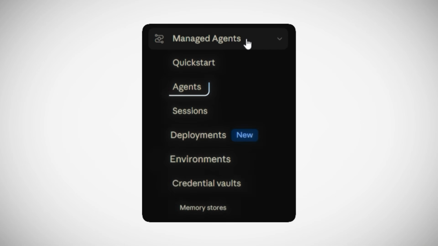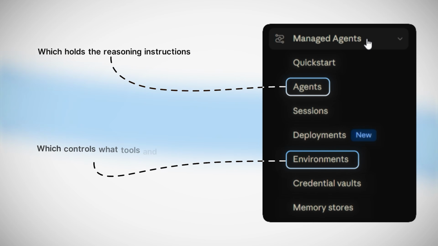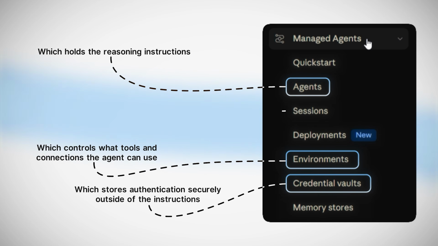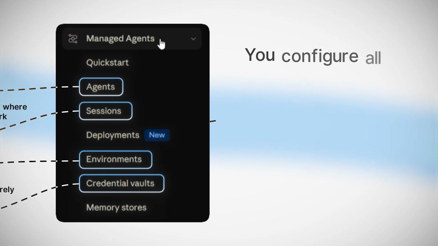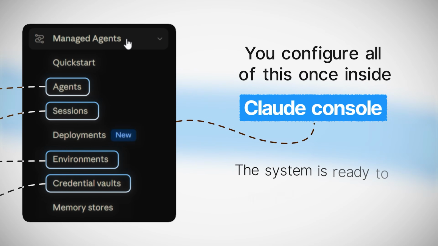Now, there is the agent itself, which holds the reasoning instructions. There is the runtime environment, which controls what tools and connections the agent can use. And then there's also the credential vault, which stores authentication security outside of the instructions. And there are sessions, which are the active executions where the agent actually does the work. So you configure all of this just once inside the Claude console, and then the system is ready to operate continuously. Now, this matters for finance because planning never really stops.